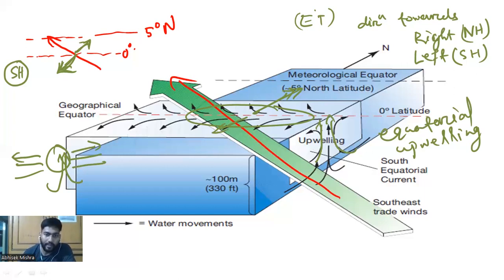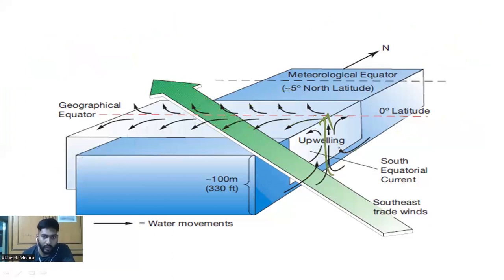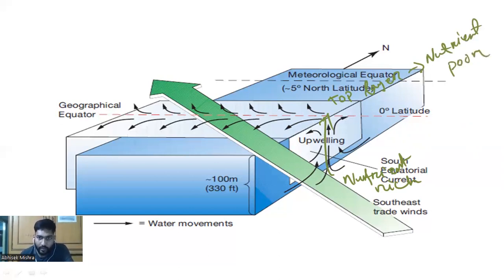Okay, so upwelling is good because it brings nutrient rich water from the bottom to the topmost region, because surface water generally lacks nutrients. So when there is upwelling, deeper water comes to the top layer. Deeper water is nutrient rich, whereas the top layer is nutrient poor. Okay. So when the bottom water comes up, or when there is upwelling, this nutrient rich water is rising to the top layer.